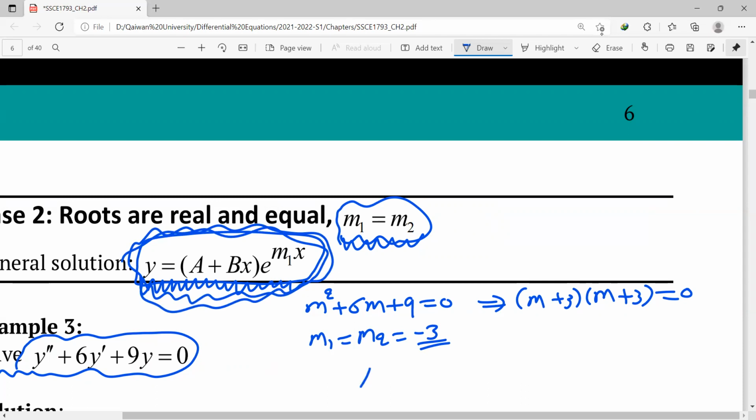That means y equals a plus bx, e to the power mx. What's m? It's -3. That's all. Okay? That's so easy.